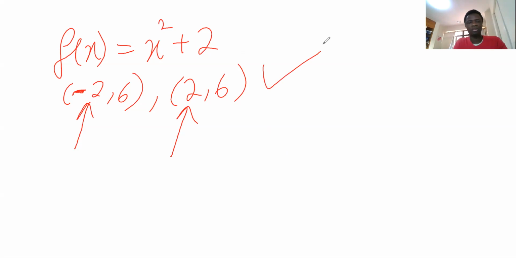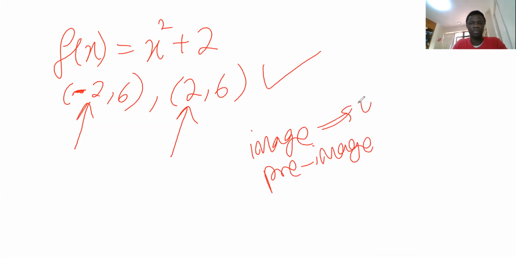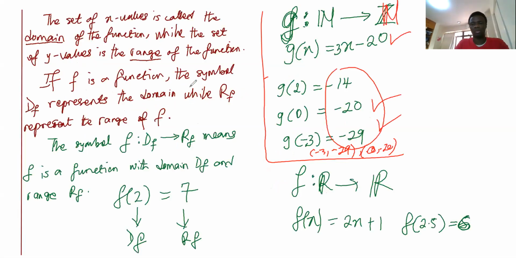Because you can have 2 points here such that you have the same image. You have the same image for these pre-images. By the way, that's another term: image, pre-image. The image is y. The pre-image is the x, that is what produces the image. So you can see that for two different pre-images, you have the same image, or for two different x values, you have the same y value. So this is not a function. Please take note of some of this.